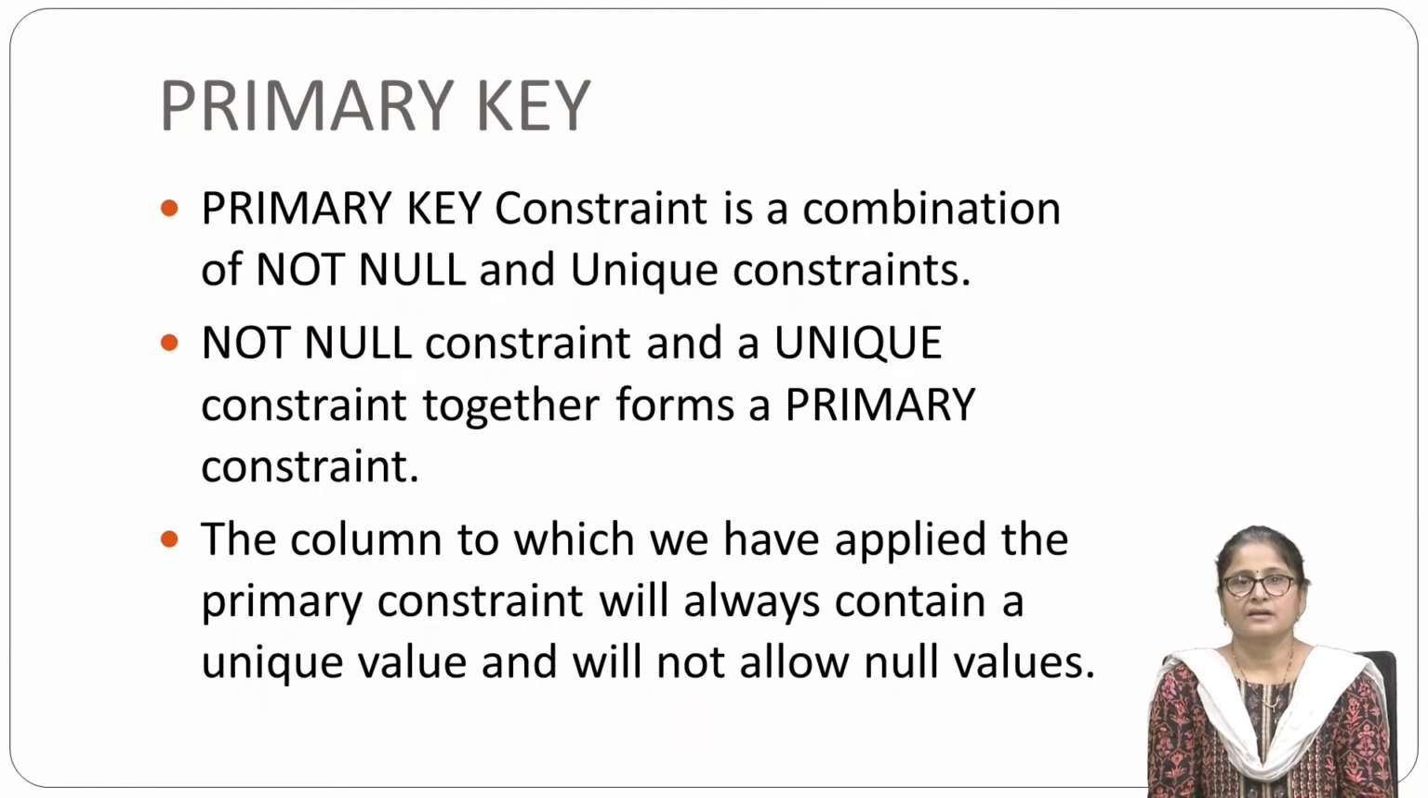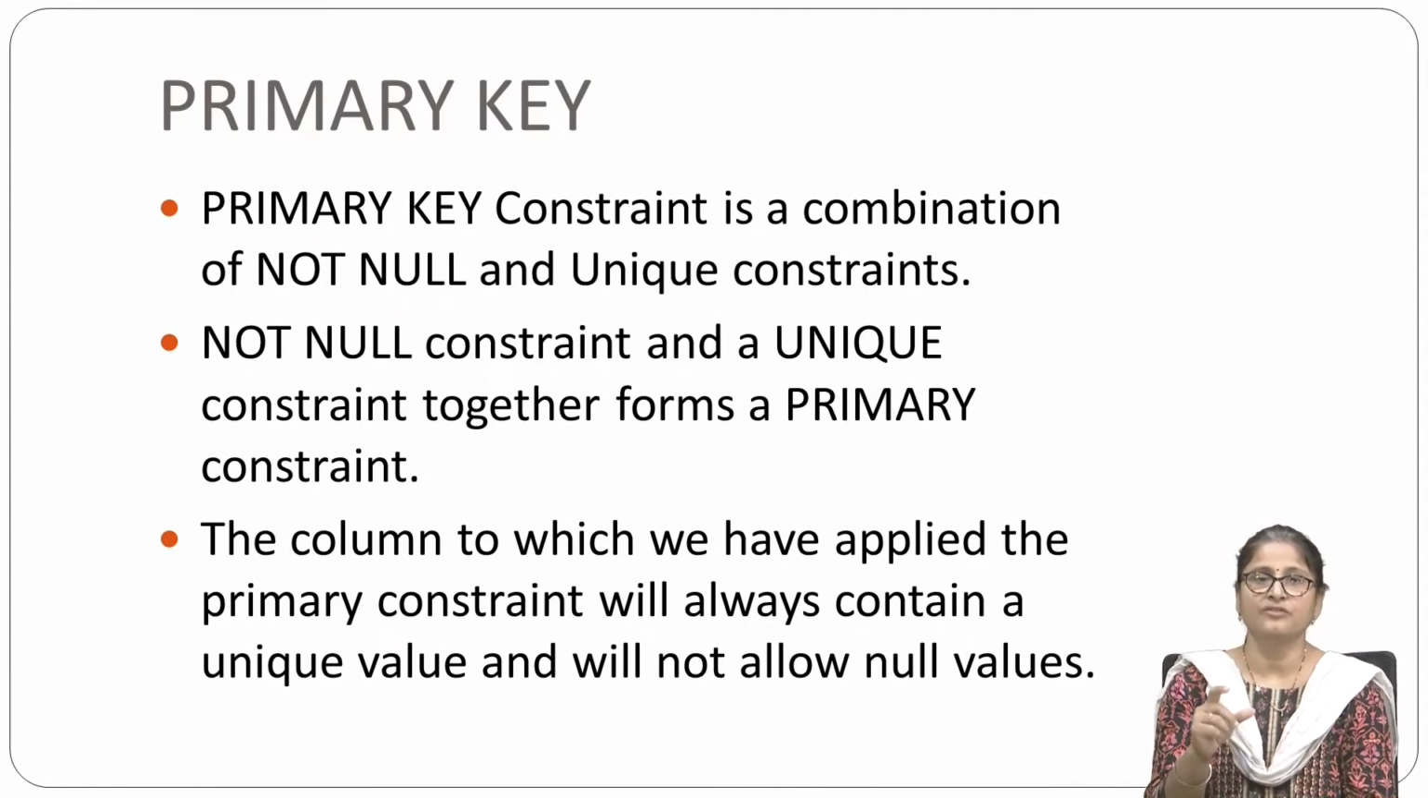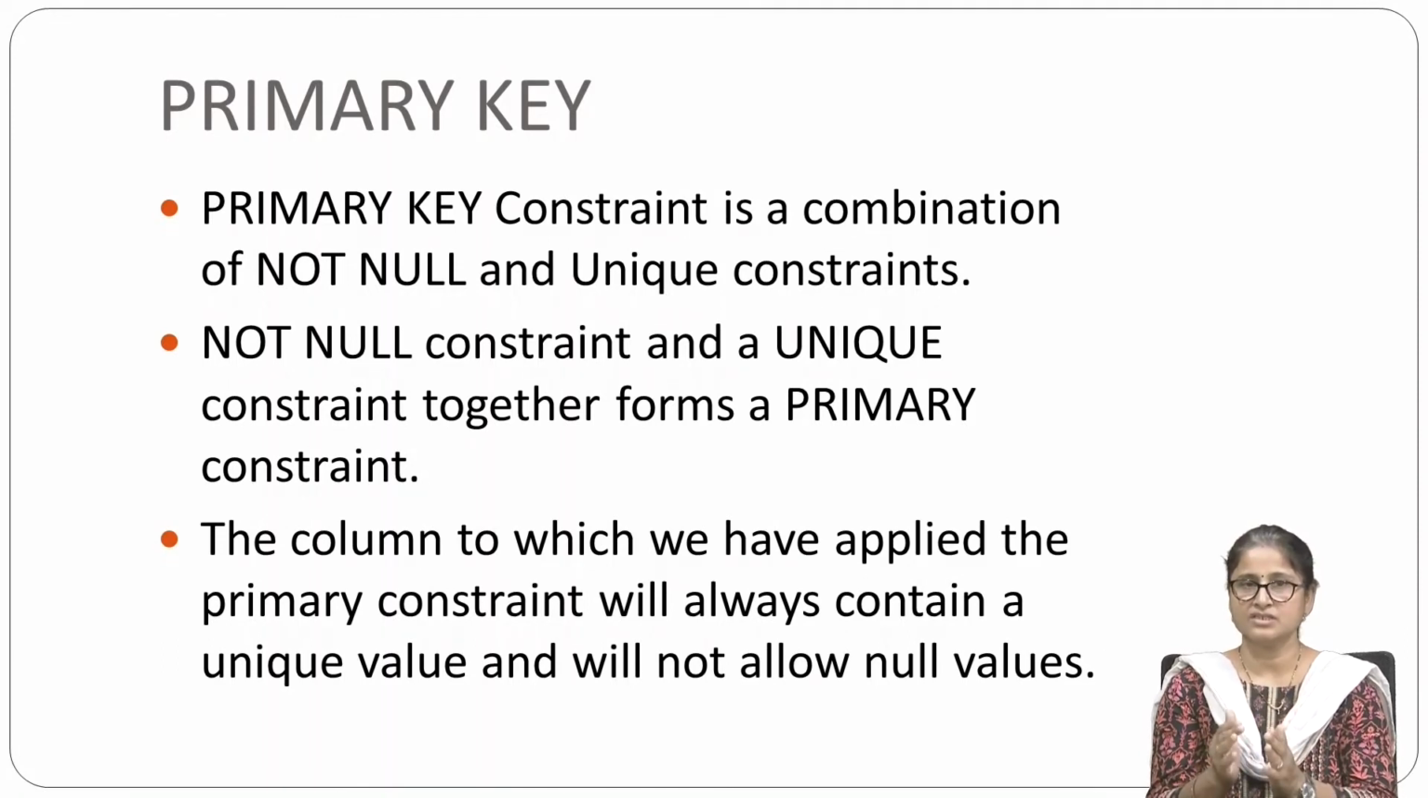Then the third constraint is the primary key. The primary key constraint is nothing but the combination of not null and unique constraints. Once a field has been specified as a primary key, that field should not contain null values, and all the values of that column should be unique. So the not null constraint and the unique constraint come together and become the primary key constraint.